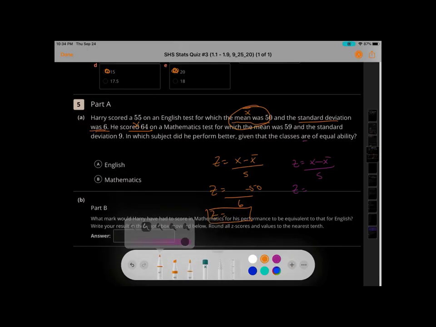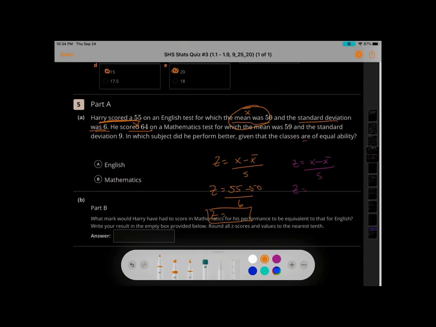Let's try that again. Harry scored 55. So 55 minus 50 divided by 6. Okay, this gives me a z-score of 0.833. Remember, what does that mean? If you have the center, mean, and median are here, a positive z-score is actually going in this direction. So he's actually above the average. That was English.